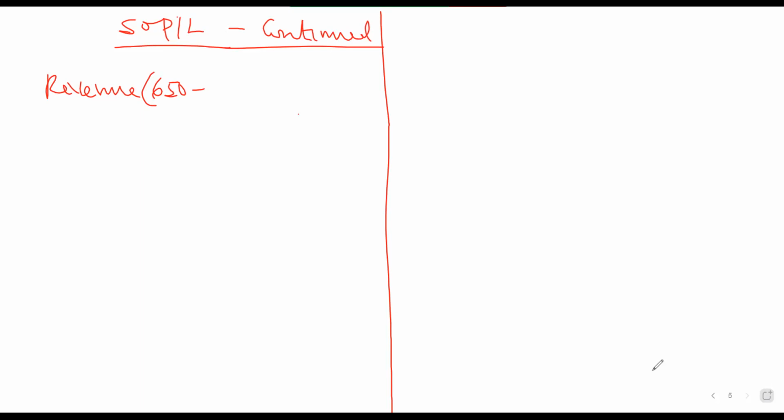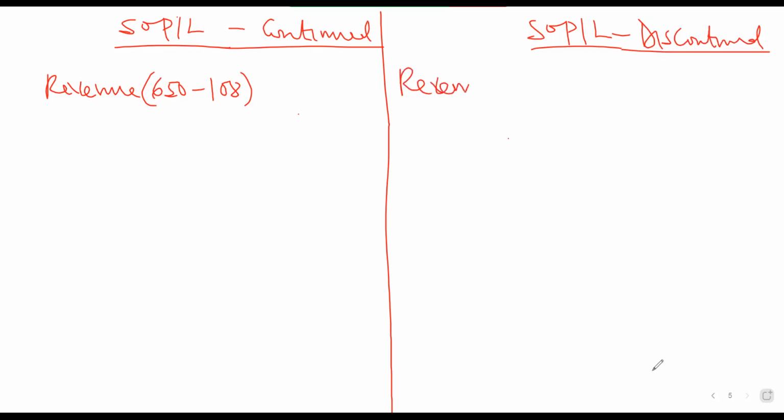Zero 108. Okay, so 108. So it means that the revenue relating to, let's be showing the discontinued also as well. So the discontinued operation is going to be having a revenue of 108.